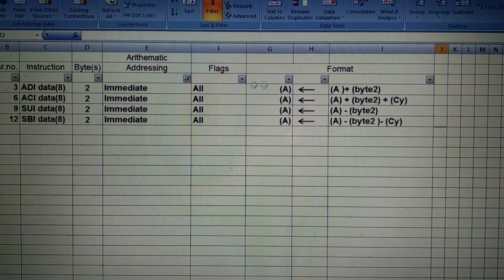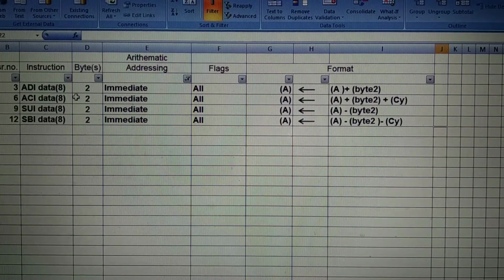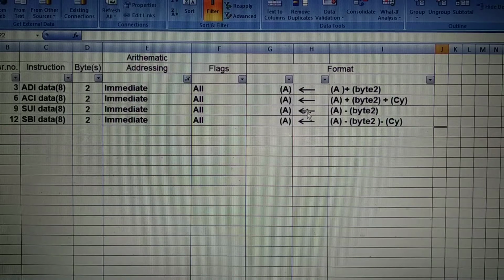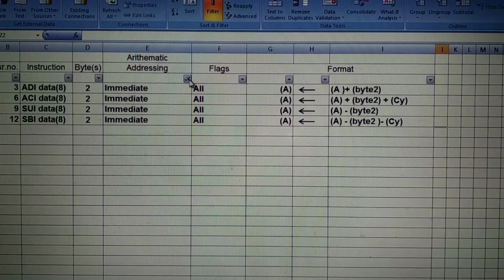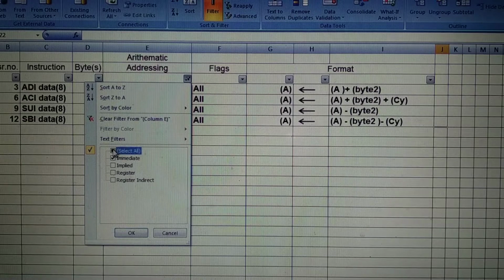Here ADI, byte 2 of the instruction added to accumulator, result is stored in accumulator. ACI, byte 2 of the instruction along with carry flag added to accumulator, result is stored in accumulator. SUI, byte 2 of the instruction subtracted from accumulator, result is stored in accumulator. SBI, byte 2 of the instruction along with carry subtracted from accumulator, and result is stored in accumulator.